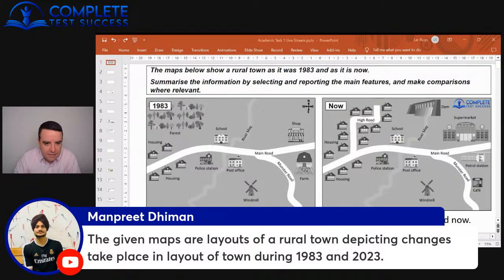Hi, Manpreet. The given maps are layouts of a rural town depicting changes, and then because of the approach you've taken, depicting changes, it would have to be that have taken place. That have taken place. So you need to use present perfect in the layout of the town from 1983 to 2023, or between 1983 and 2023. So some mainly grammar mistakes that you're making. It looks like grammar is something that you would need to invest some of your time on, Manpreet.